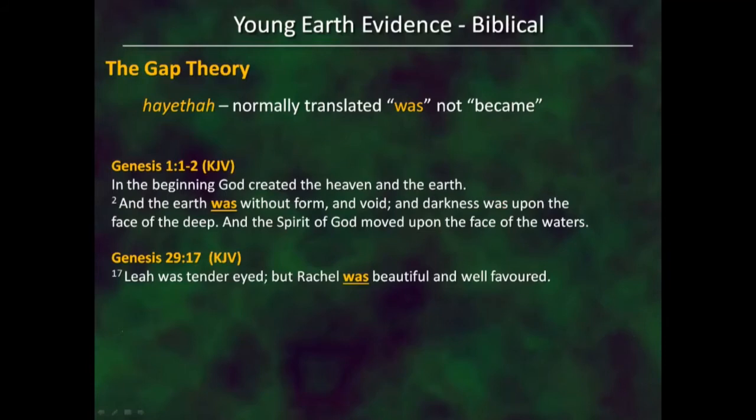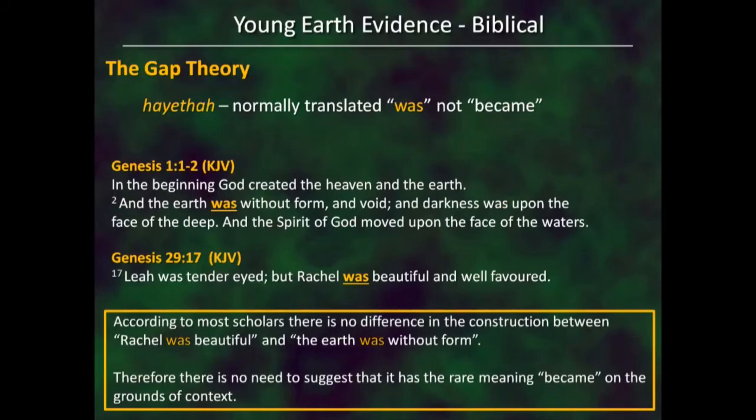That word was, hayetha, is normally translated was and not became. And there are other verses in Scripture that use the same Hebrew word. In Genesis 29, we see that Leah was tender-eyed, but Rachel was beautiful and well-favored, and that word was is the same Hebrew word there. According to most scholars, there's no difference in the construction between Rachel was beautiful and the earth was without form. So there's no need to suggest some kind of rare meaning of the word was to be became on the grounds of the context. Again, it's really a dangerous and slippery slope, because people are believing science above God's word, and that's really a shame, because it sends you down a really bad path, as they were trying to do here.